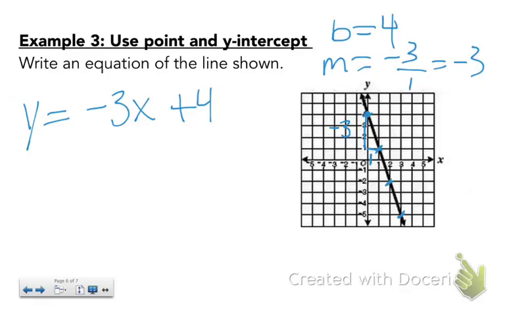So one way to think about this unit is we're kind of going in the reverse order of what we did last time. Before we would be given an equation and then we would try to graph it, and now we're being given a graph and we're trying to write the equation.